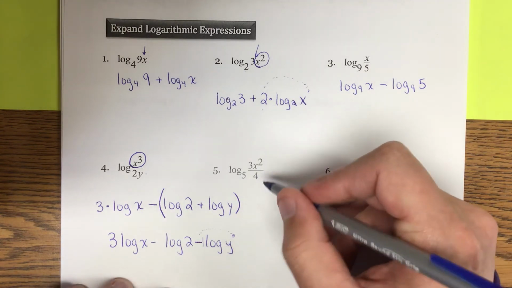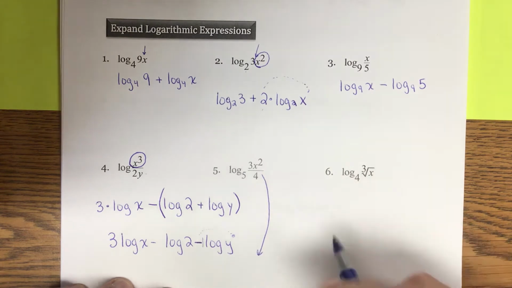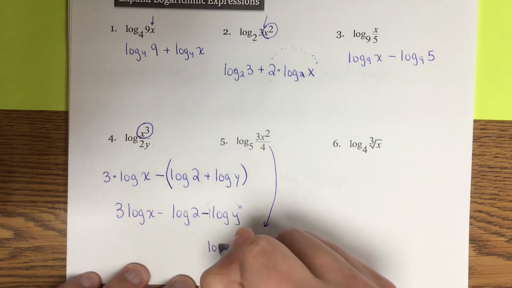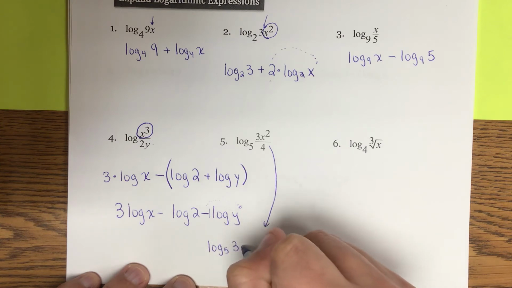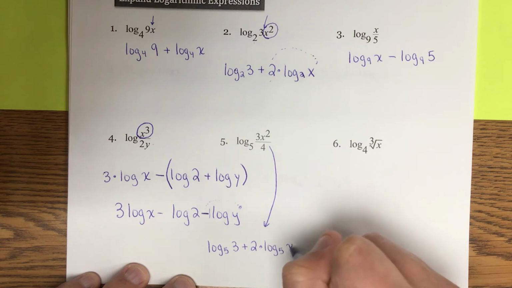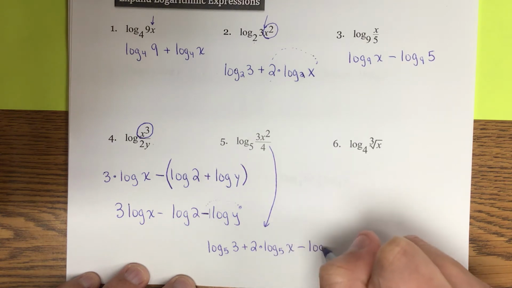So that is going to take us to number 5, which I'm going to write down here because I'm going to run out of room. This would be log base 5 of 3 plus 2 times log base 5 of x, just minus log base 5 of 4.